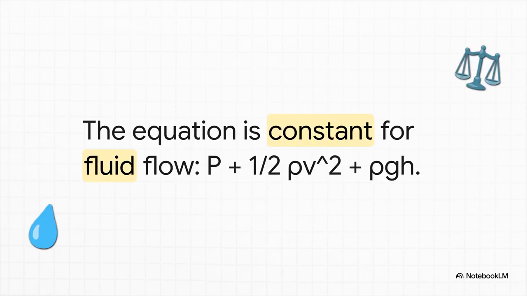And here is the final synthesis. P plus 1/2 rho v squared plus rho gh equals a constant. Now, it might look a bit complex, but you already know the anatomy of this equation. P is our pressure energy per volume. That 1/2 rho v squared, that's just our kinetic energy. And the rho gh is our potential energy from height. It's an incredibly powerful mathematical sentence that perfectly maps out our real-world logic.